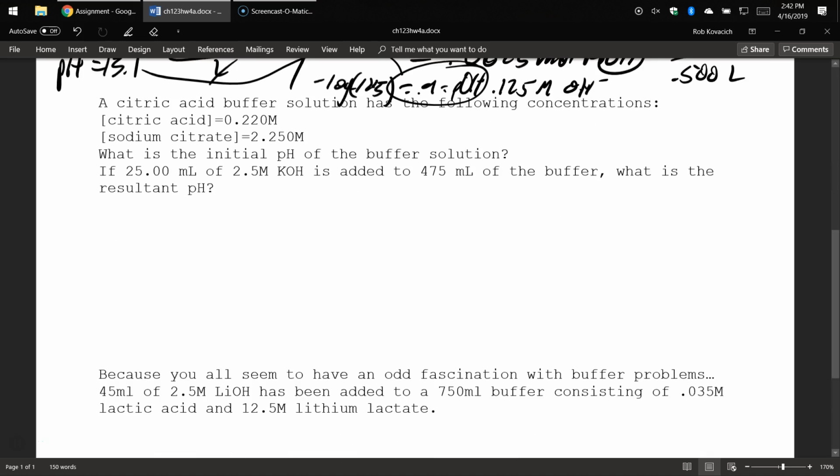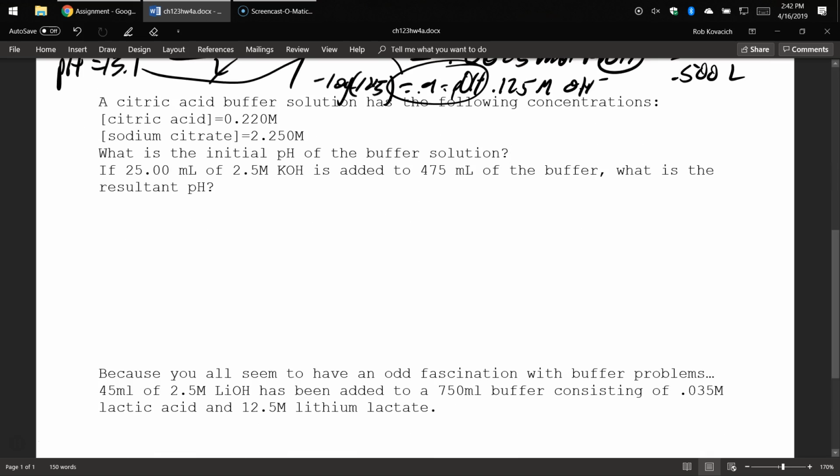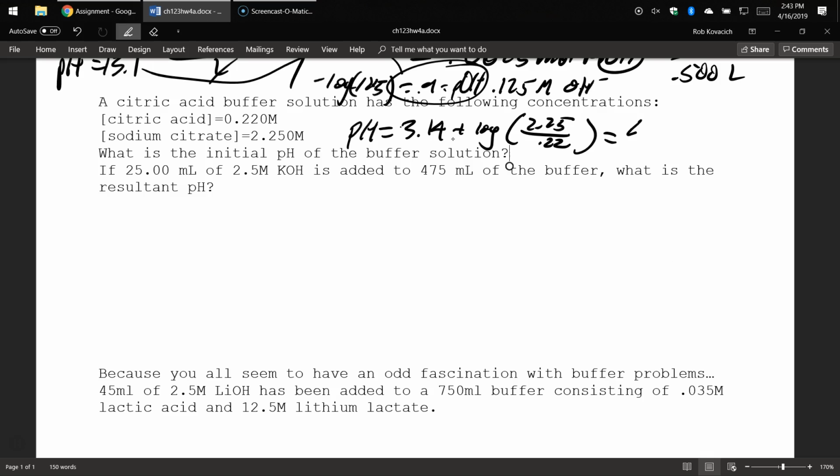What we need to do with this is figure out moles of everything. So we'll actually do this calculation first. So 3.14 equals 2.2, sorry, not equals, plus the log of 2.25 divided by 0.22, and this equals 4.19, a pH of 4.19. So we're buffering at 4.19. I want to know what happens when I add this base to it. It's going to go up, but how much is it going to go up?